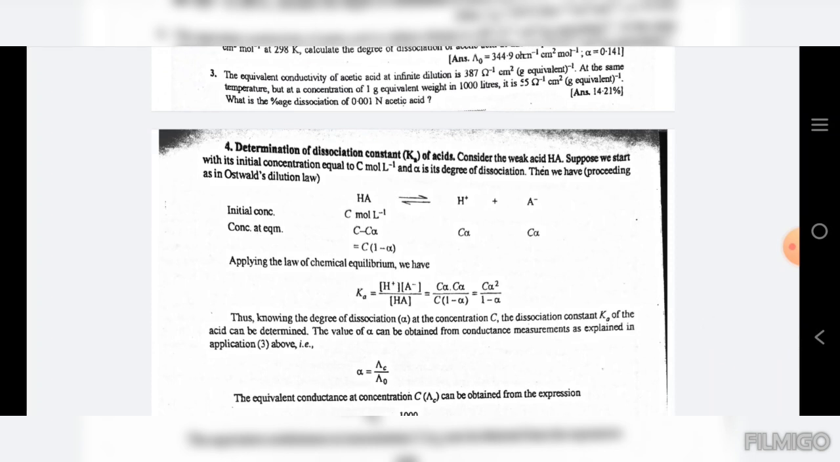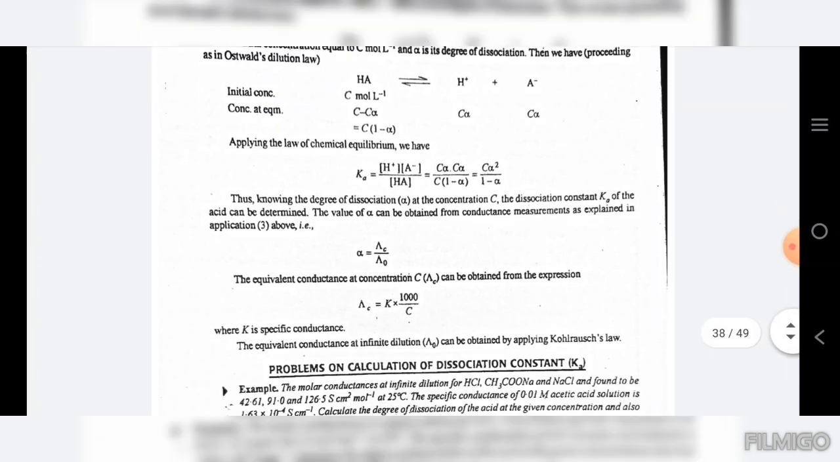Determination of dissociation constant Ka for acids. Consider the weak acid HA. Suppose we start with its initial concentration equal to C mole per liter and alpha is the degree of dissociation. Then we have, proceeding as in Ostwald's dilution law.